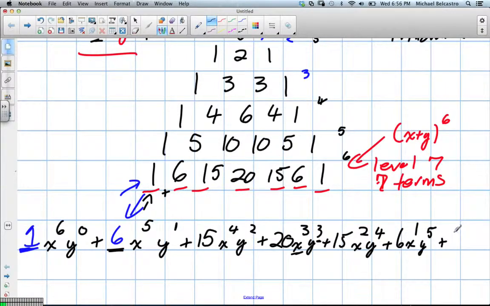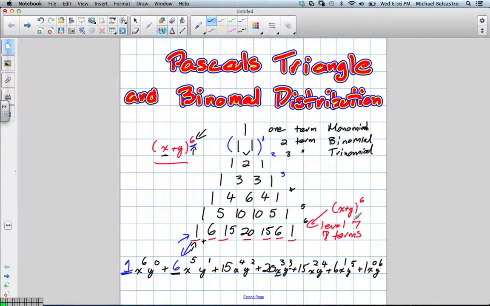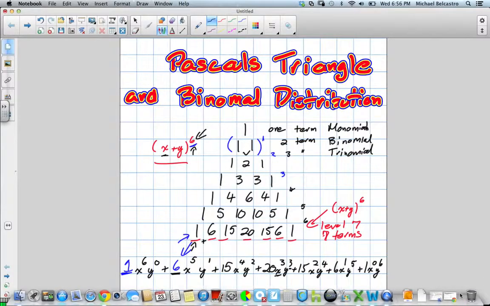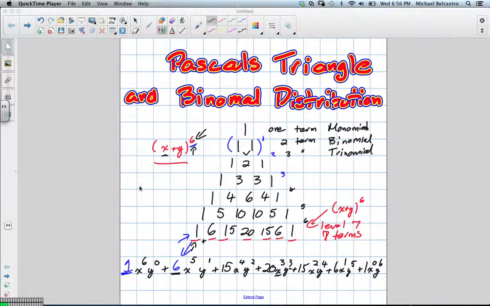What would this one be? 1, x to the 6, y to the 0. Our x is counting down. And then y to the 6. Exactly. So that's how we use Pascal's triangle to help us out. Instead of actually calculating that all ourselves, we can do this the quick way.